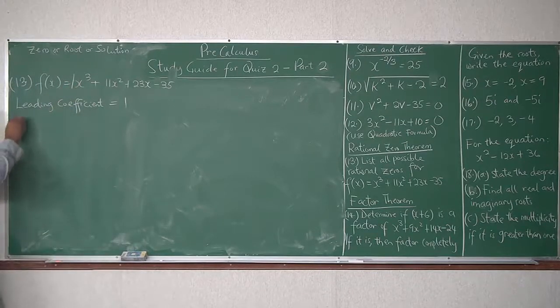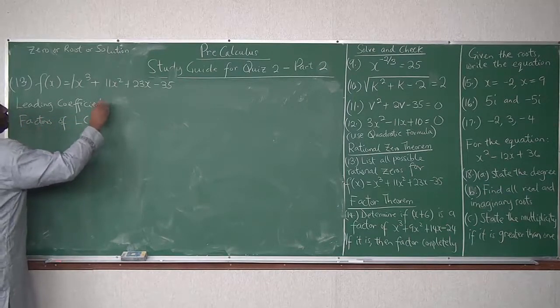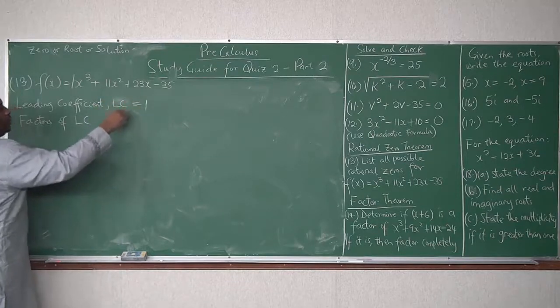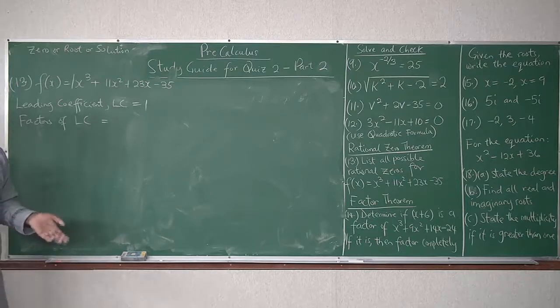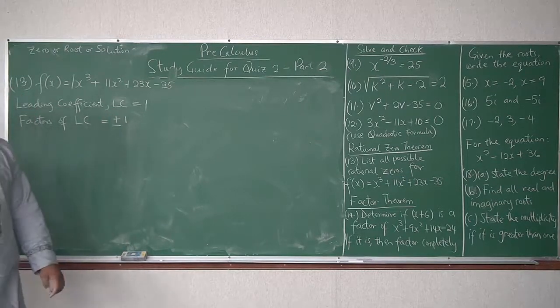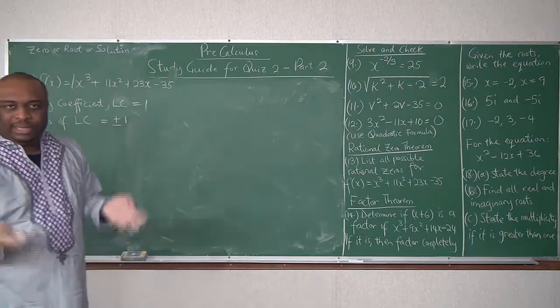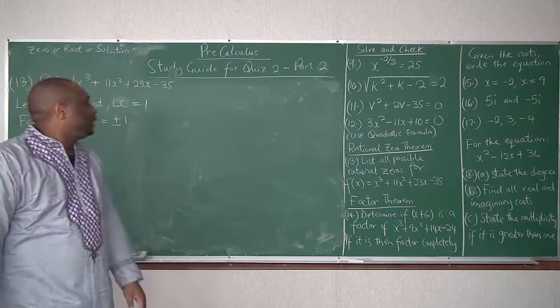Now, factors of the leading coefficient. You can call this LC, 1. What are the factors of 1? You could have plus or minus 1. 1 is a factor of 1. Negative 1 is also a factor of 1.